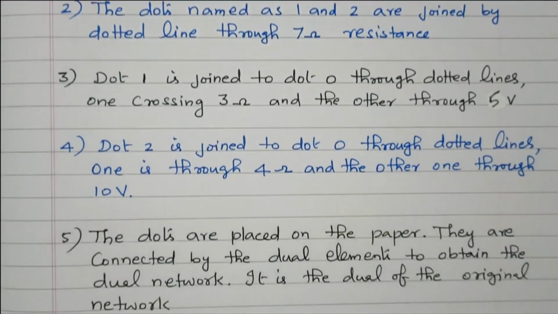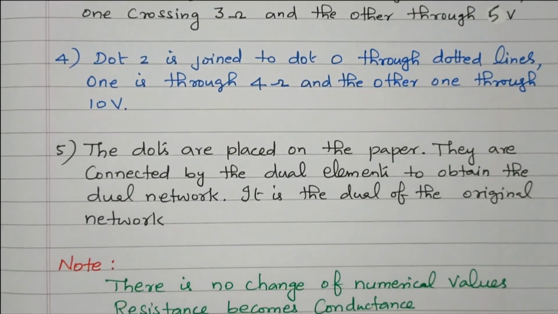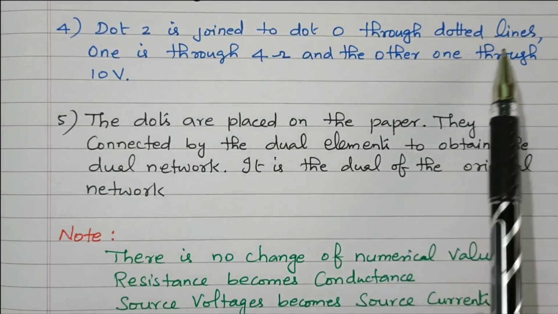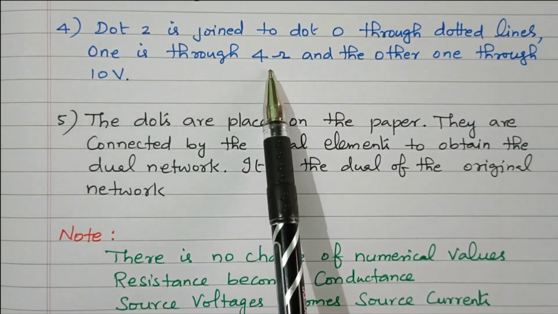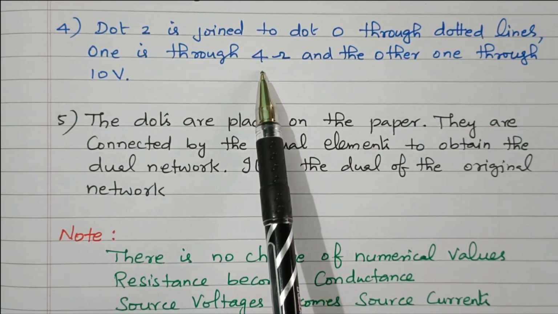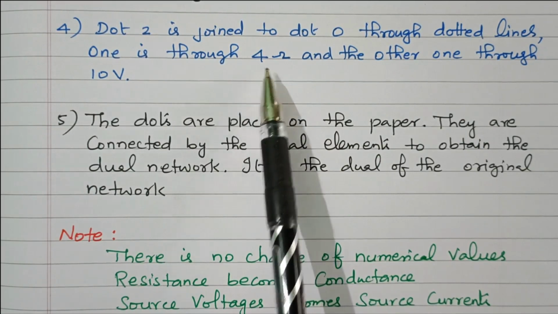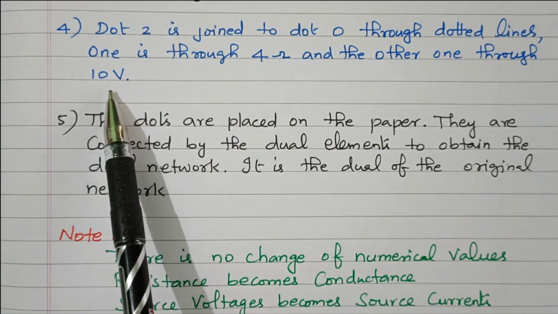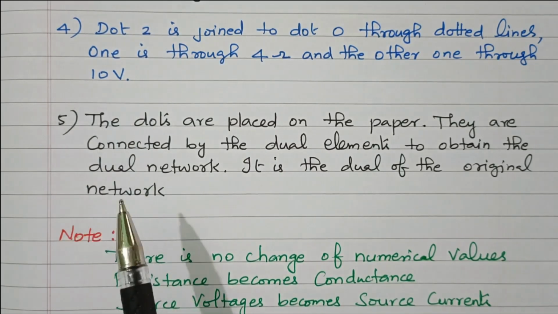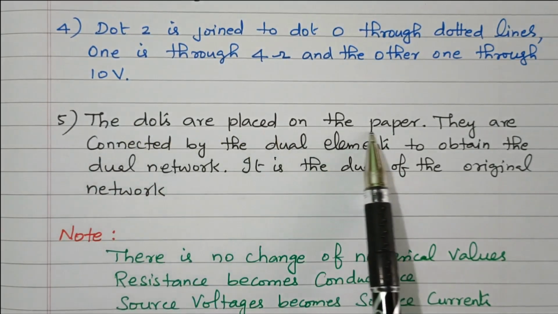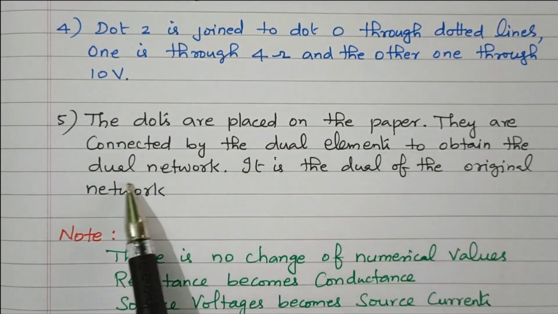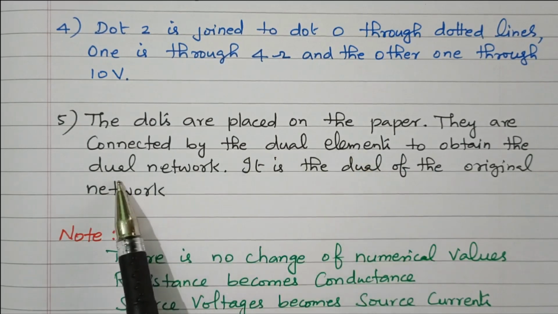Another dot is dot 2 and 0. Dot 2 is joined to dot 0 through dotted lines. One is through the 4 ohm resistor, another one through the 10 voltage source. So this 4 ohm resistor is converted into 4 mho conductance. The 10 voltage source is converted into a 10 ampere current source going down because of falling potential. The dots are placed on the paper. Connect the dual elements to obtain the dual network.